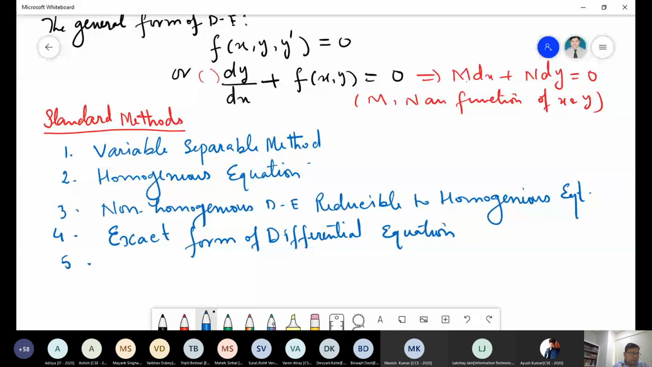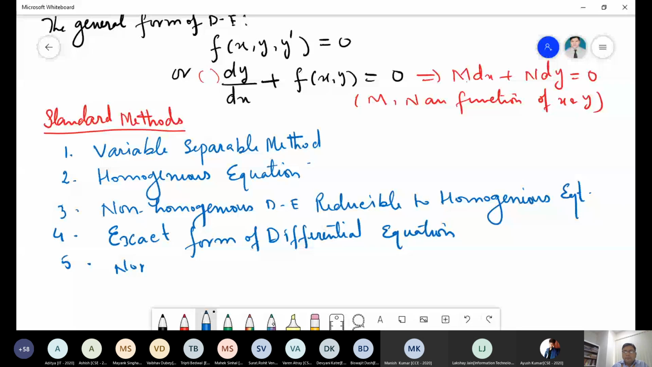Then the fifth is non-exact form, because just like homogeneous is non-homogeneous, exact is non-exact. I will explain each and everything first. We will start with the non-exact differential equation form.